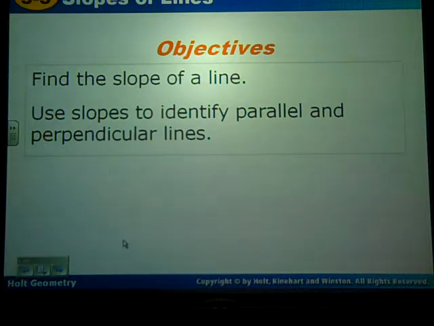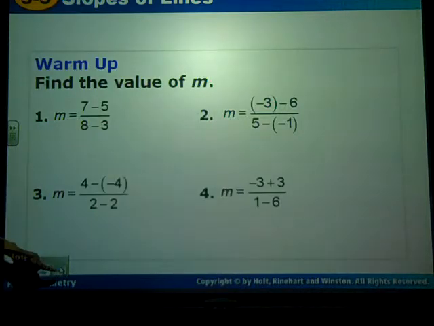This is a review from algebra, but you'll find out when you put it all together, sometimes you see the big picture, it cements it more firmly in your mind. So our objectives for today are to find the slope of a line and use slopes to identify parallel and perpendicular lines, okay?